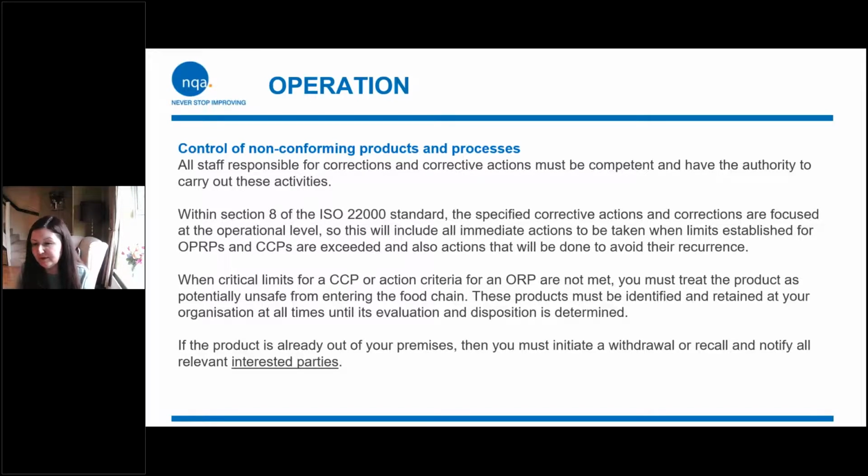So non-conforming products. So there needs to be a process on how you manage non-conforming products. This could be when your limits for your CCPs or your OPRPs are not met. The standard says that you must treat the product as potentially unsafe, and so if you're treating the product as potentially unsafe, for you to be able to identify that you've said that product's unsafe, and then you need to decide, as per your process, what's the next steps.